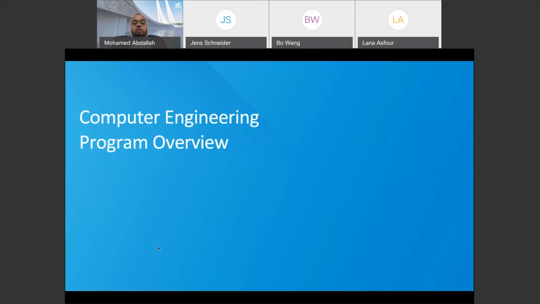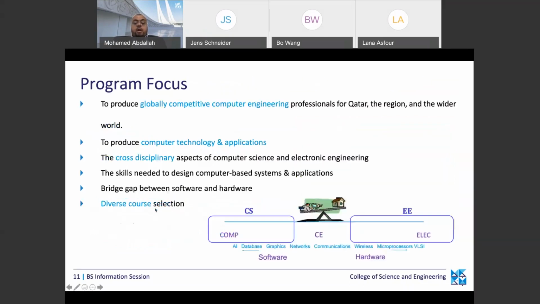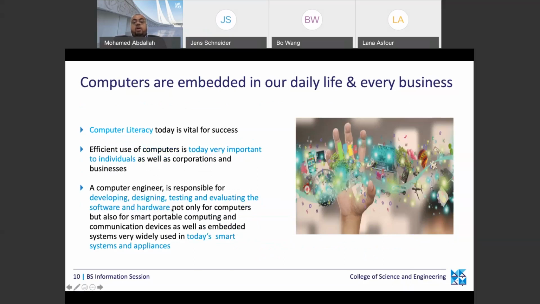So what's the computer engineering overview? As you all know, computers are embedded in our daily life and every business. Every device that you are carrying now, whether computers or smart watches, is a mix of both software and hardware. So it's very important now to use computers for both hardware and software. It's very important for cooperation and business. So the computer engineer is responsible for developing, designing, testing, and evaluating software and hardware. Every machine or computer you have here has a lot of hardware and software combined, which do many things.